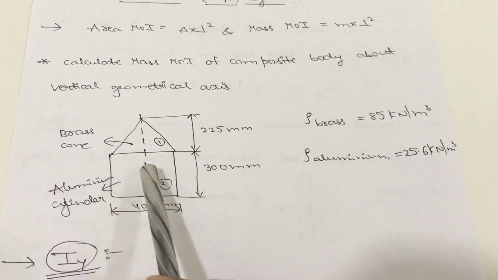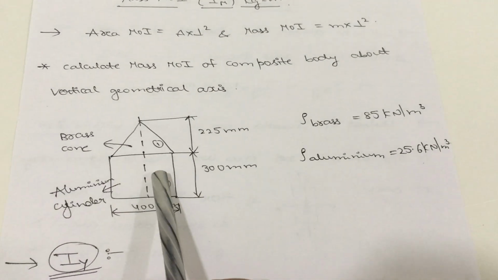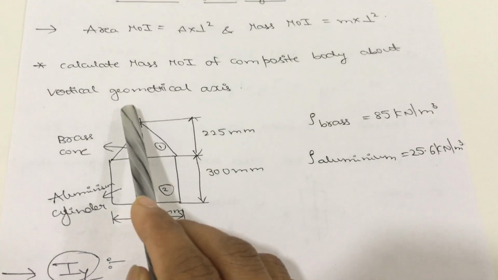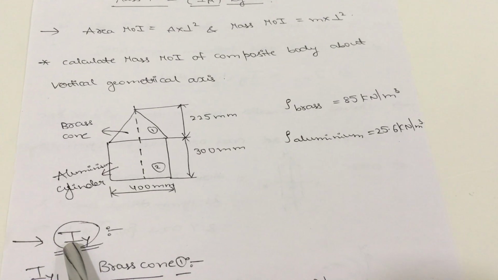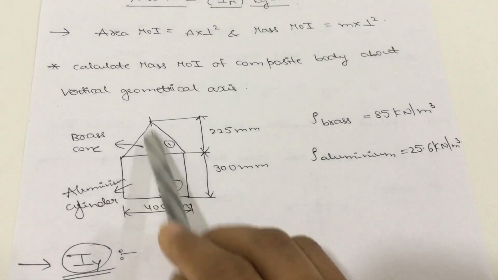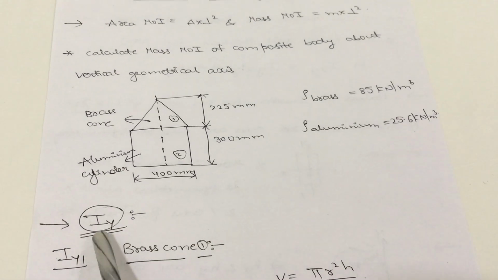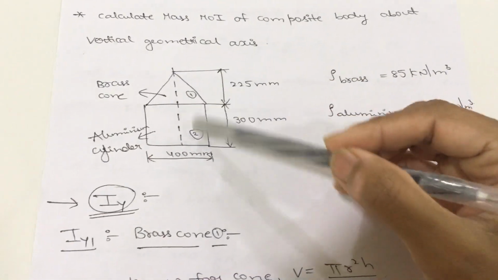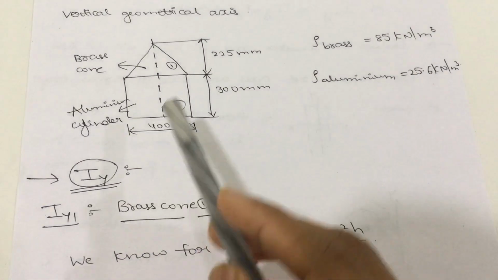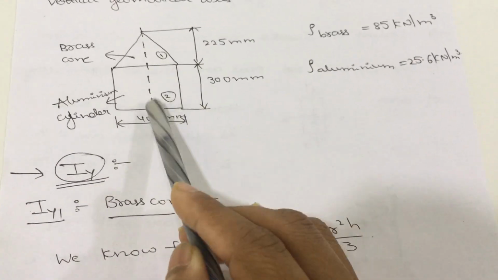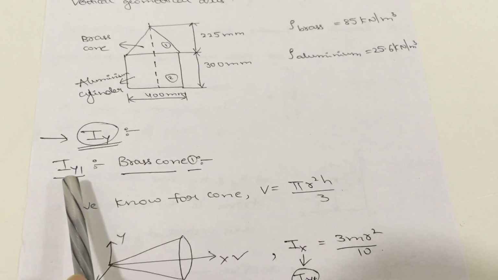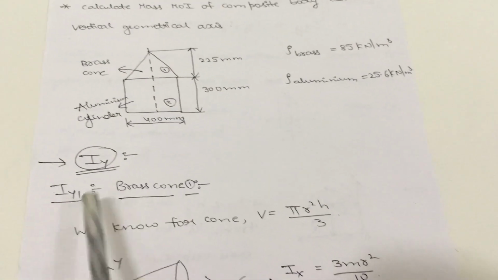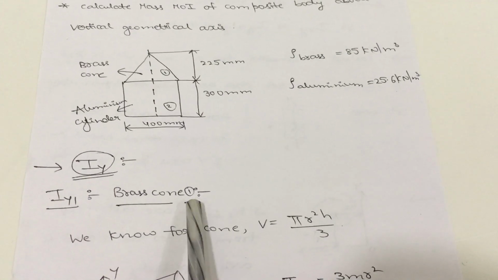So density values are given for this composite body, and we need to calculate the Iy value. Iy is the mass moment of inertia about the vertical geometrical axis. As two sections are there, we need to calculate Iy1 and Iy2 and add them to get the total Iy value. First of all we will calculate Iy1, that is the brass cone, the first section.